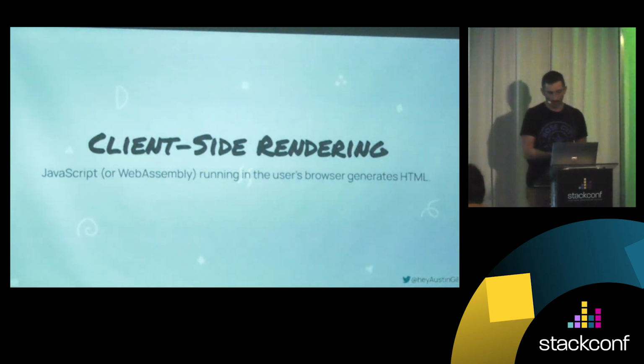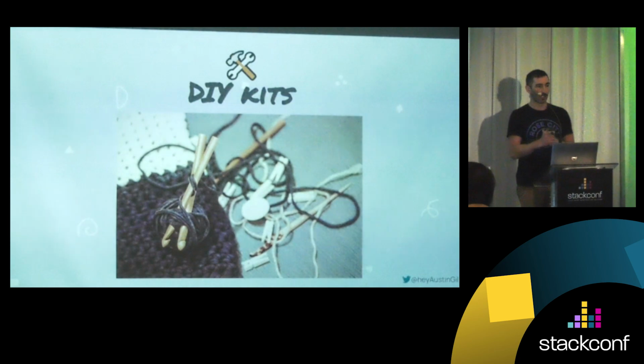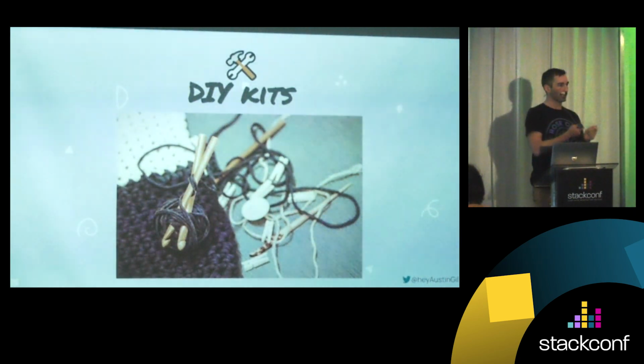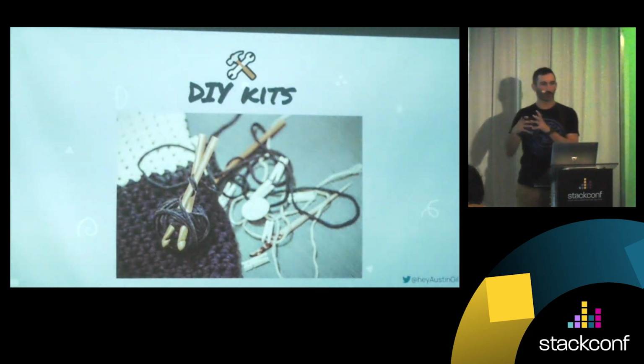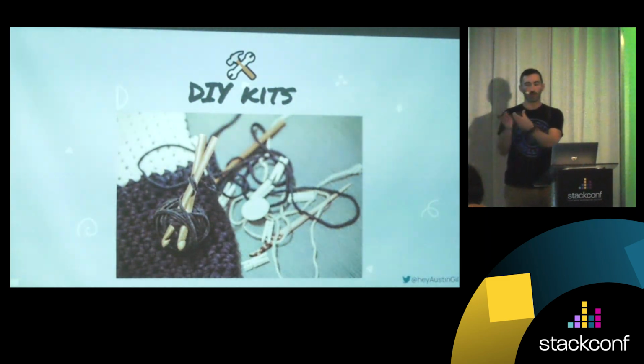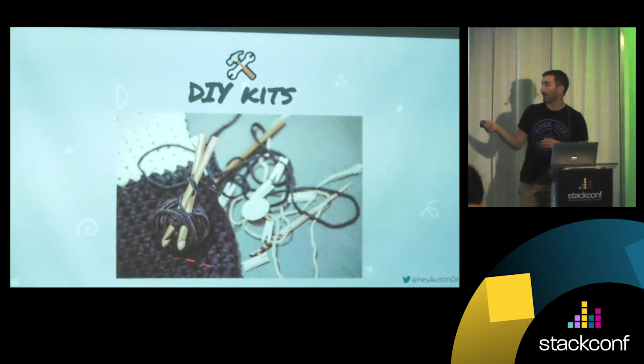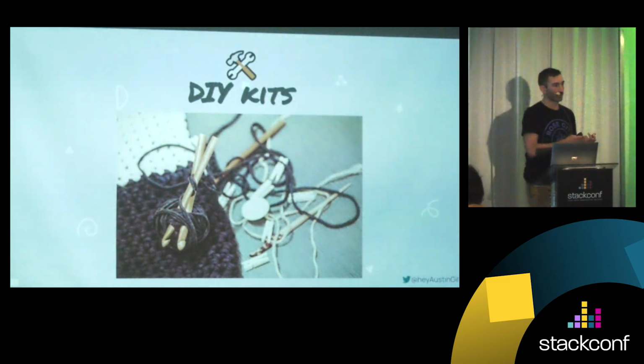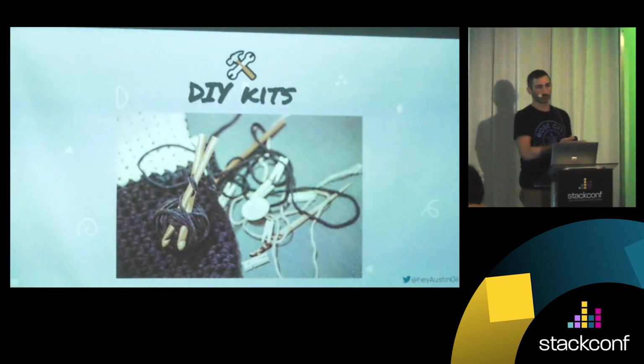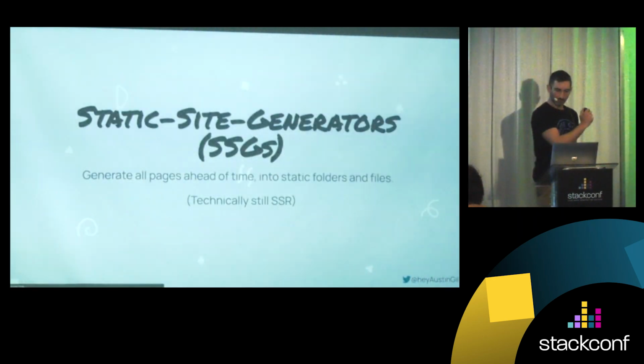So I like to think of client-side rendering sort of like a do-it-yourself dog hat knitting kit, right? The user might come to our store and buy the kit and take it home with them, but the actual work that has to be done is on them. So we might provide the yarn and the knitting needles and the instructions, but they're the ones that's doing the actual work. Make sense? Okay.